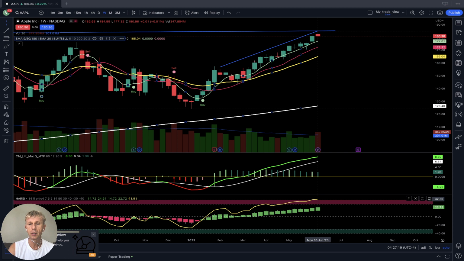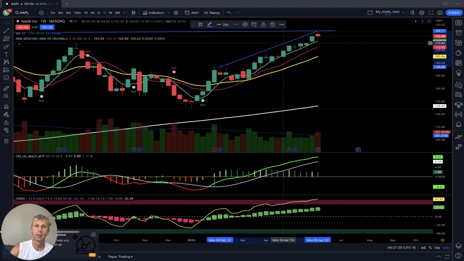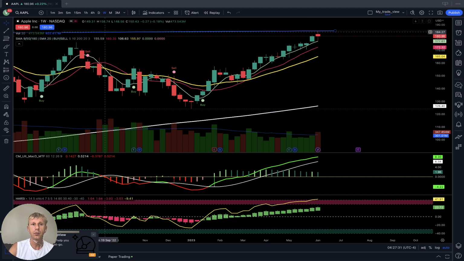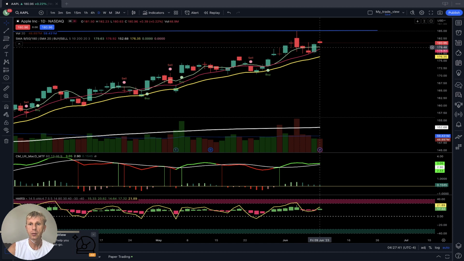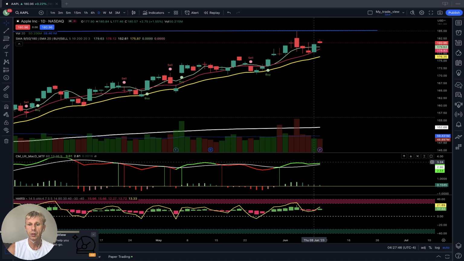It definitely wants to have a correction. It's still in an overbought state. All indicators bullish and overbought. Let's see the daily time frame, what's going on with Apple. Apple daily, it's kind of flat. It's dancing around the moving averages. Didn't confirm a bearish crossover yet. Still positive, still bullish. MACD still green, still bullish. RSI also, and Heikin-Ashi still bullish. Still bullish trend on the daily time frame for Apple also.